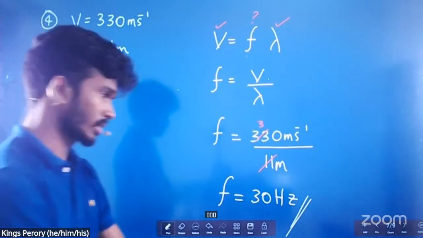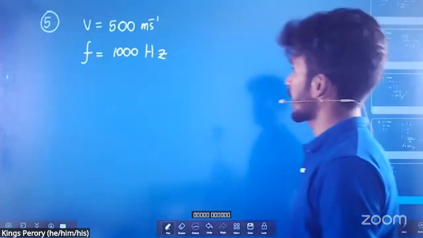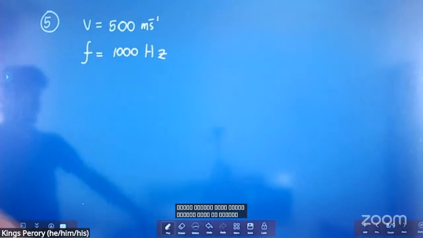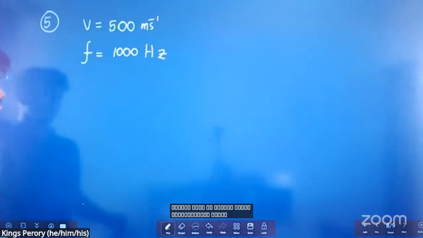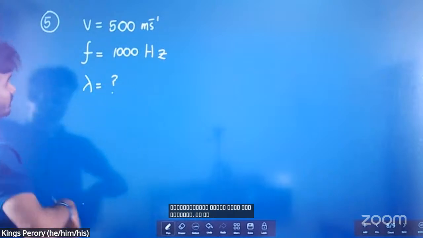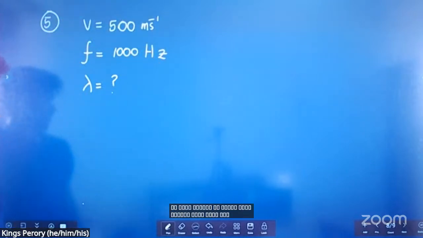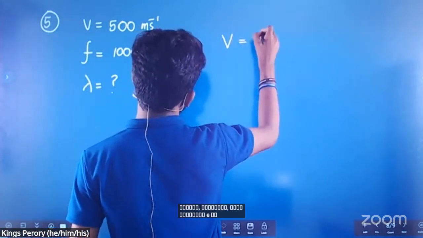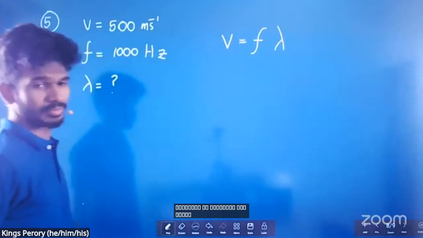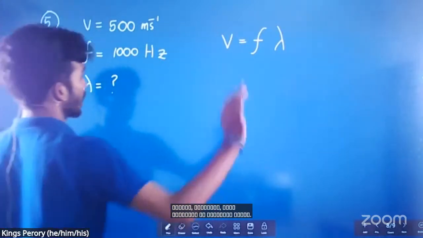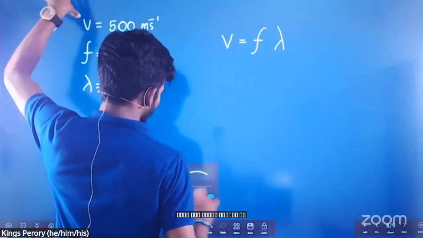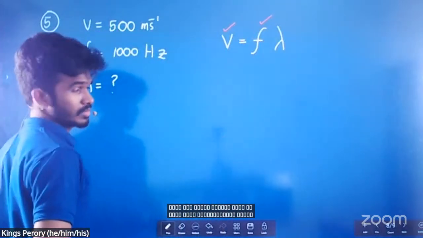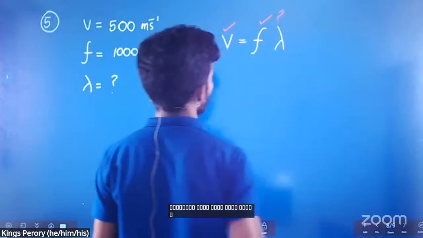Okay. Right. Question number 5. Here, speed of the wave is given, frequency given. They are asking the wavelength. Again, don't panic. Same equation. Speed V equals F lambda. What is given? Speed of the wave V is given. Frequency F is given. Lambda, wavelength, not given, you need to find wavelength.